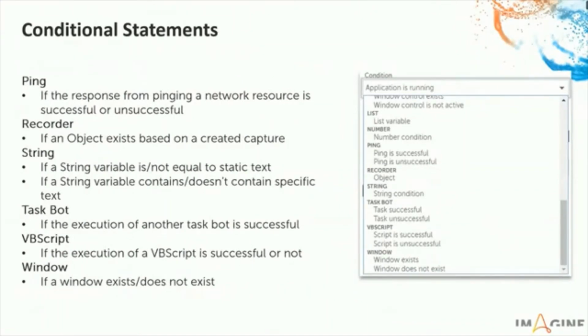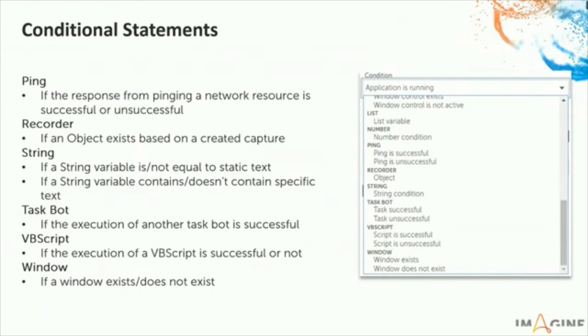We can check to see if a network resource is available, to see if it responds to a ping, using an if condition. We can check to see if an object exists on a page using a recorder object condition. So we can check to see if a button exists on a page or an application window. We can check to see if there's a certain text field that's available through that object. So anything you can capture with the recorder, we can check to see if it exists using the recorder object if condition.